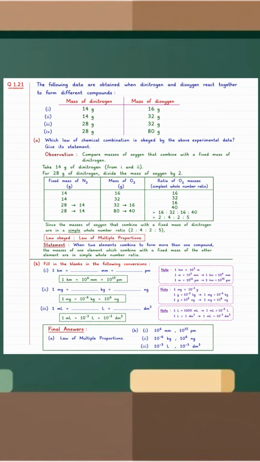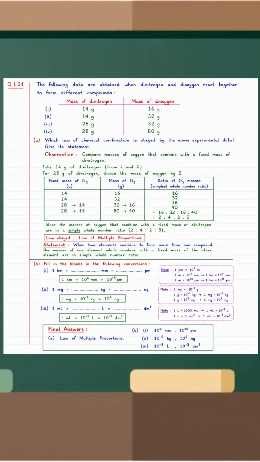To compare properly, we convert 28 grams nitrogen into 14 grams by dividing by 2. So, 32 grams oxygen becomes 16 grams. 80 grams oxygen becomes 40 grams. Now all values are comparable with 14 grams nitrogen. So oxygen masses are 16, 32, 16 and 40.